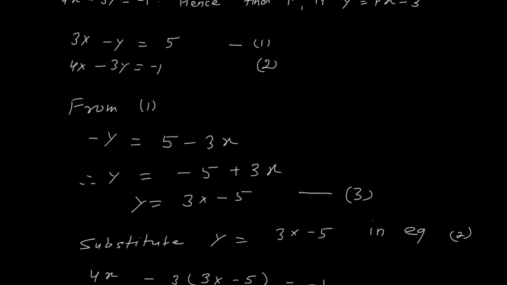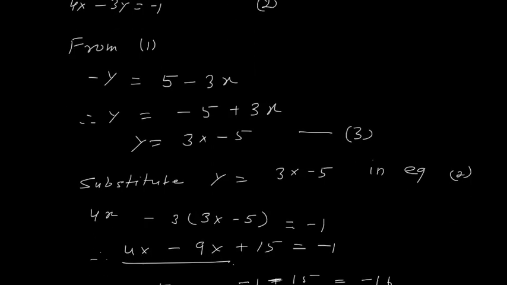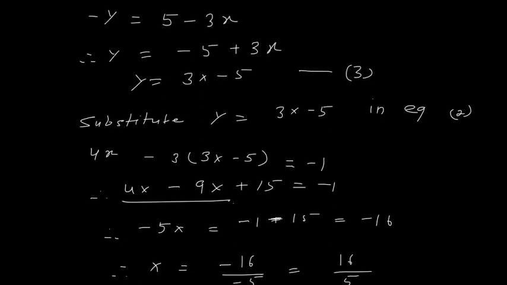Then here we have 4x minus 3y is equal to minus 1. So 4x minus 3 times 3x is 9x, plus 3 times 5 is 15, is equal to minus 1. So 4x minus 9x is minus 5x is equal to minus 1 minus 15, that is minus 16. So minus 16 upon minus 5 will be 16 upon 5. This is the value of x.